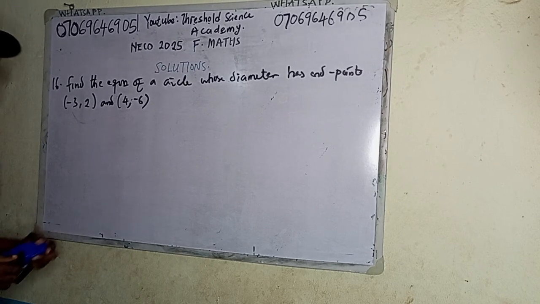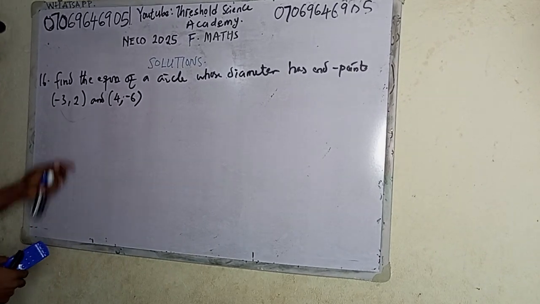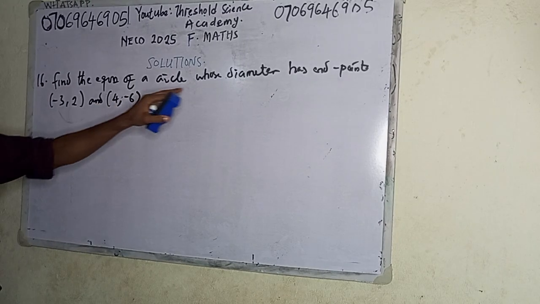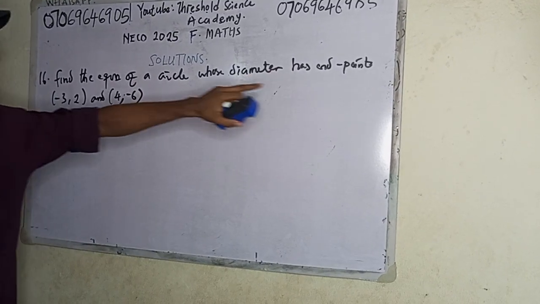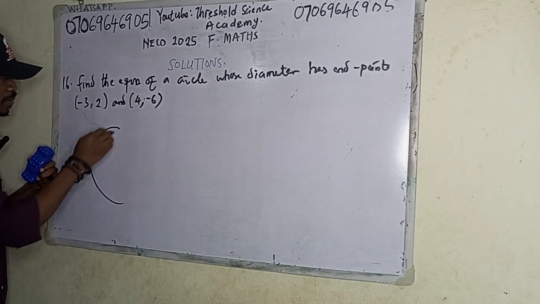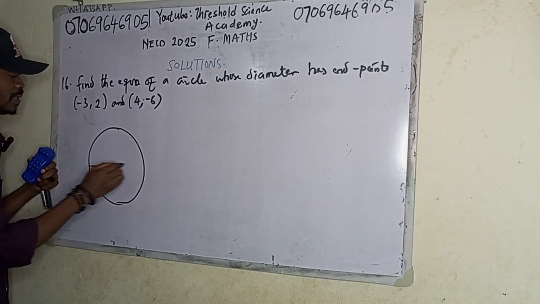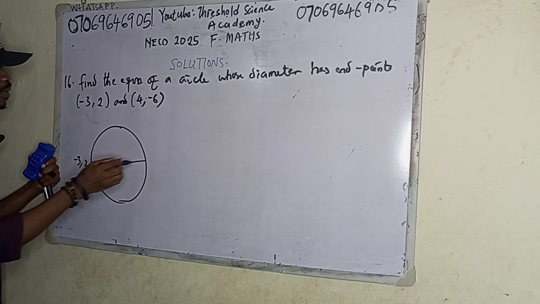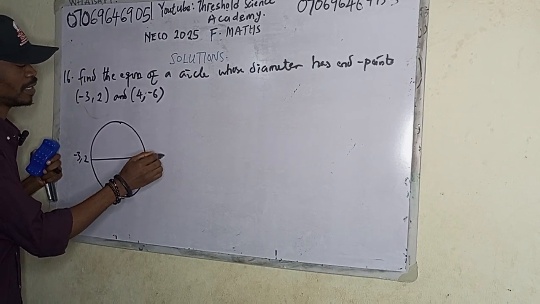All right, guys. So this is the 16th question. It's obviously a question on circle, on equation of circle. And the question is to find the equation of a circle whose diameter has endpoints, this and that. First of all, let's try and sketch a circle, and this is the diameter. They say it has the endpoints of -3 and 2, and then 4 and -6.